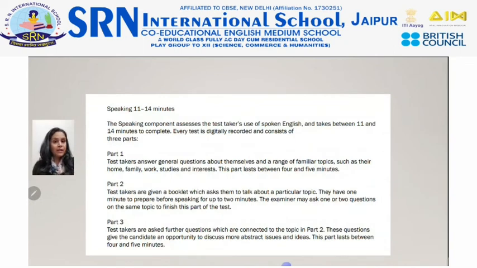Speaking, I've already discussed with you that it has 3 parts. First is the introduction section, which is 4 to 5 minutes. The second is the cue card section, where 1 minute is given for the preparation and you have to speak for at least 2 minutes. Now remember, here you don't have to stop unless the examiner asks you to stop. So you have to continuously speak for 2 minutes. And the last is again a discussion between you and the examiner, which is connected to the topic which you have already picked up in the second part of the speaking assessment.